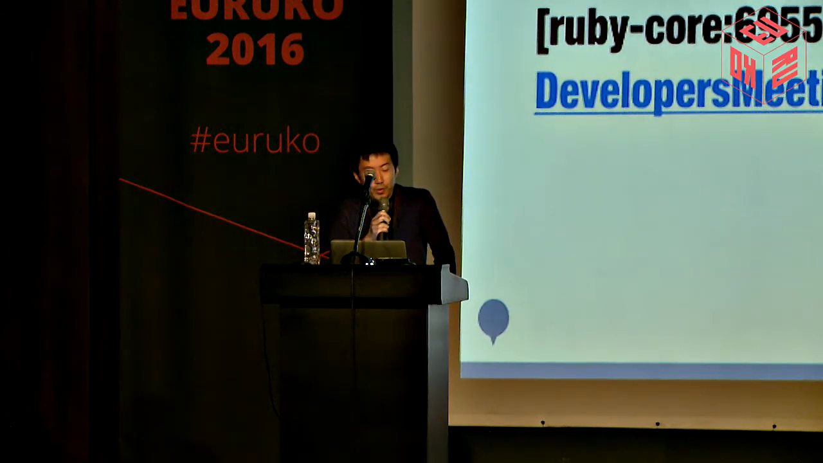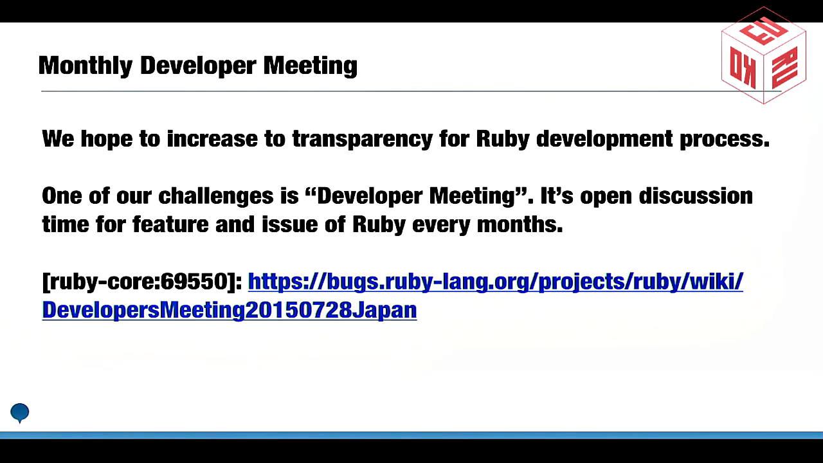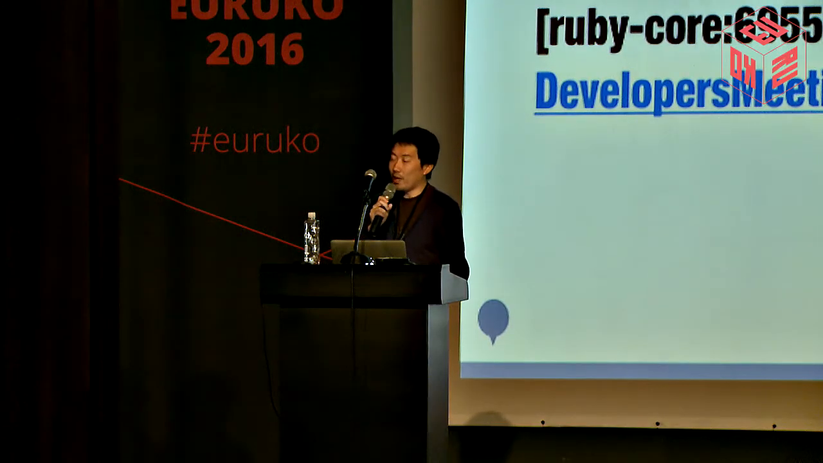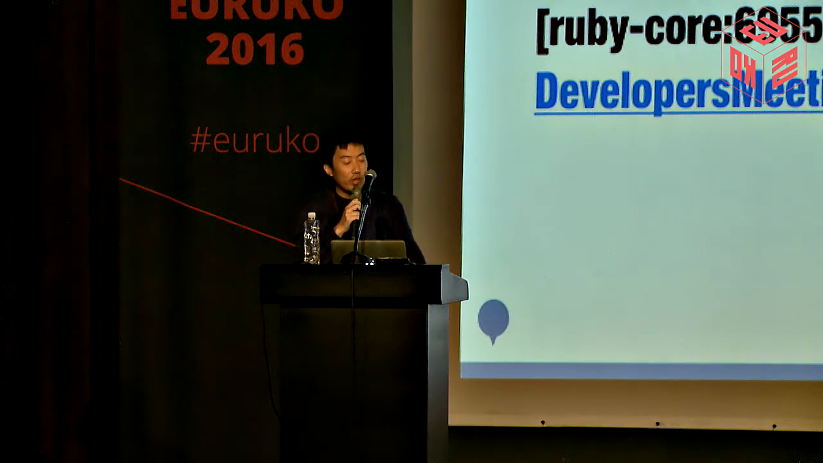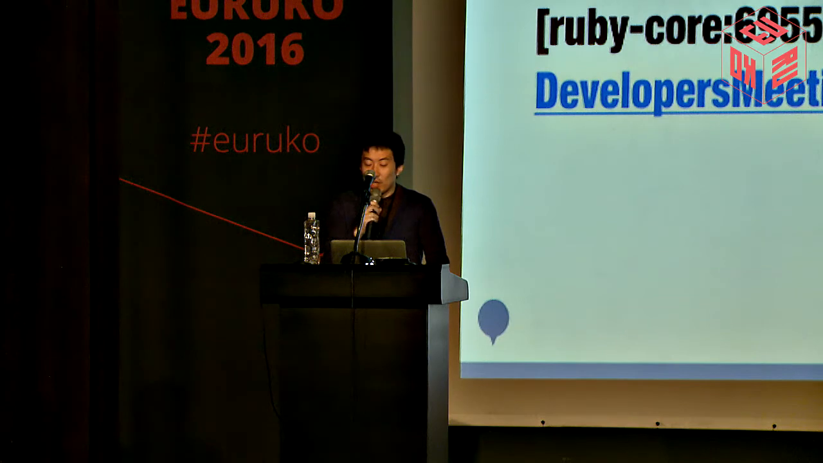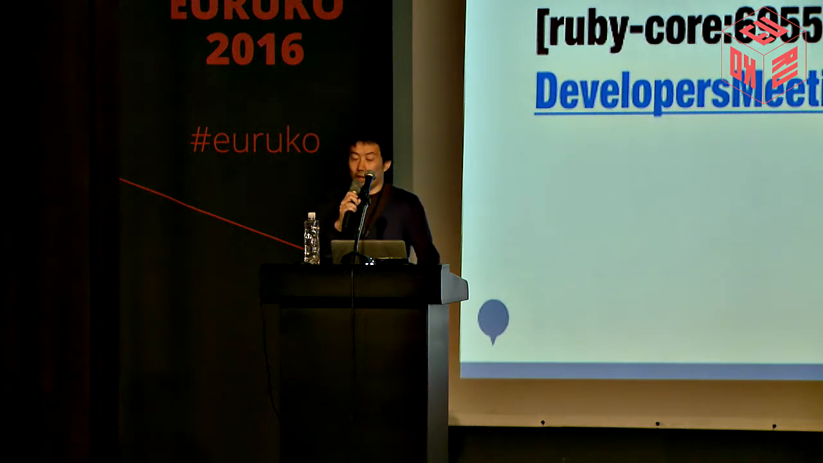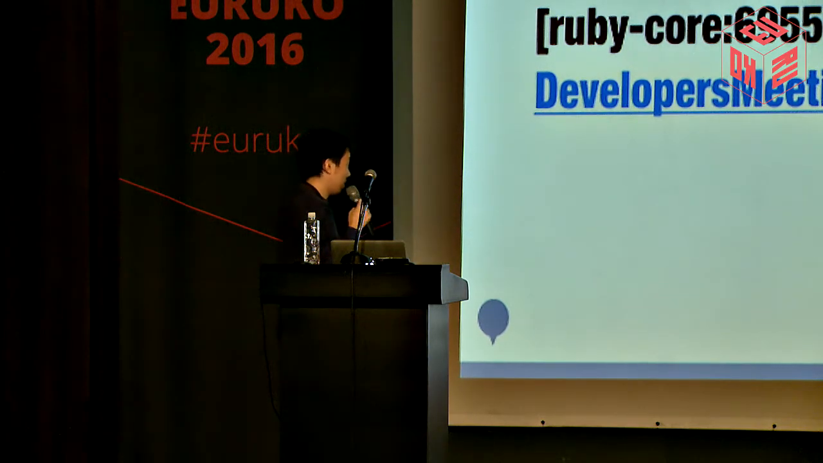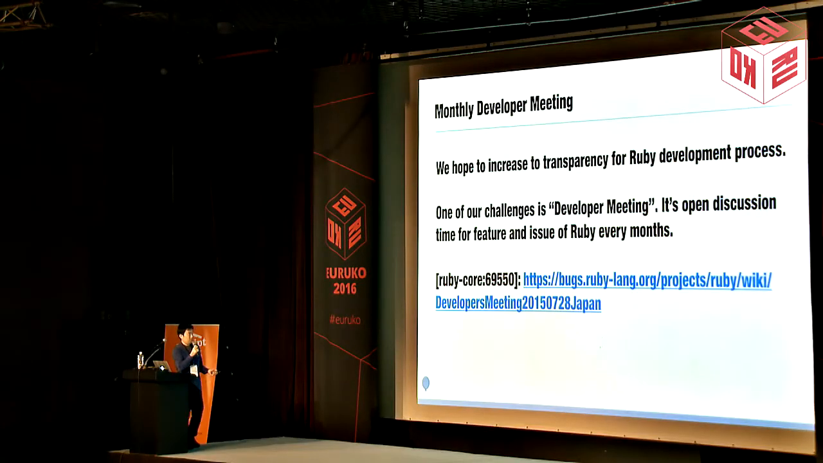So we have a monthly developer meeting, which I introduced. We hope to increase transparency for the Ruby development process. In this meeting, we triage the issues on Redmine. If you have a feature request and no response on the issue, please add it to the agenda of this meeting, on the wiki pages, like this. It is written in English. Please join our developer meetings.